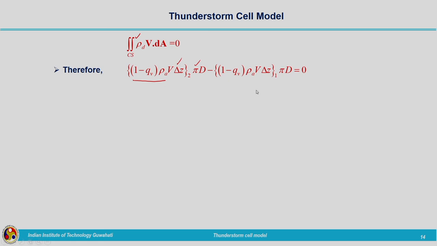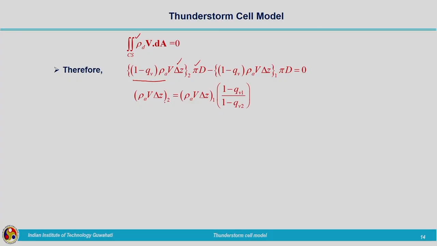The control surface consists of the inflow region and the outflow region. So for both regions, we have substituted the different terms, denoting them by the subscripts 2 and 1. Now from this we can get the values corresponding to region 2. Rho a v delta z 2 can be written in terms of rho a v delta z 1 multiplied by 1 minus qv1 divided by 1 minus qv2. So corresponding to rho a v delta z 2, we got it in terms of rho a v delta z 1, 1 minus qv1, divided by 1 minus qv2.